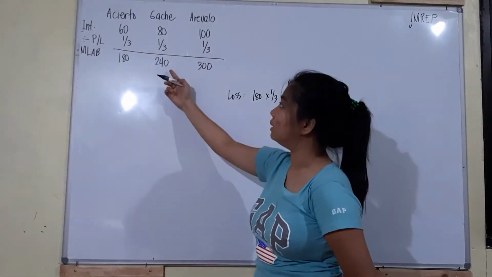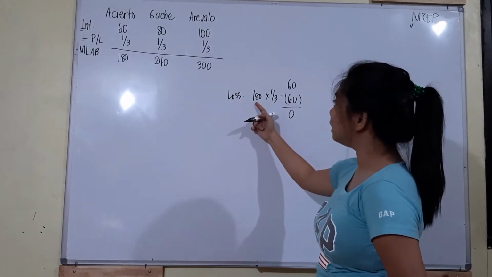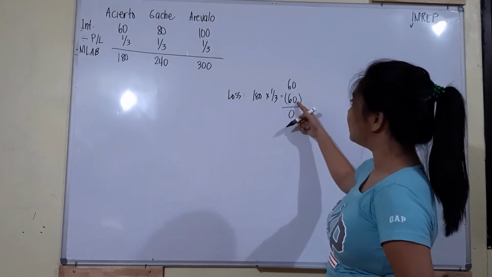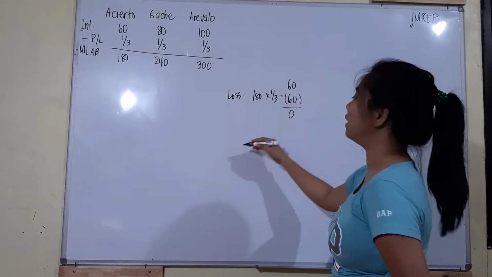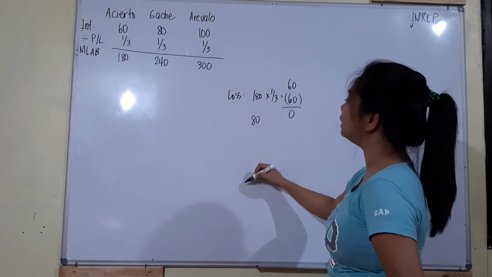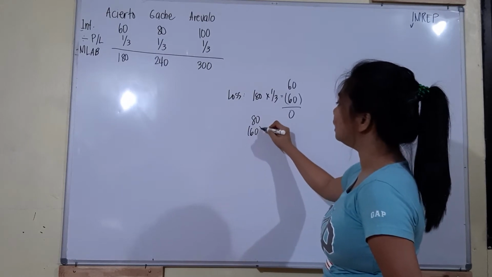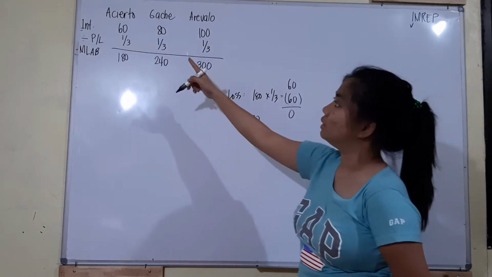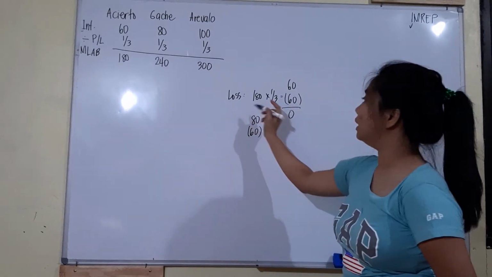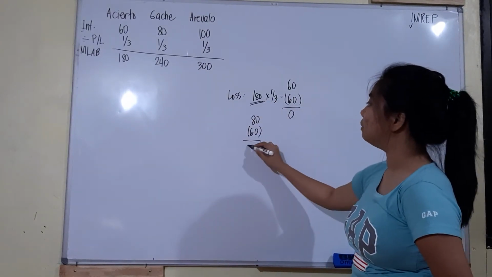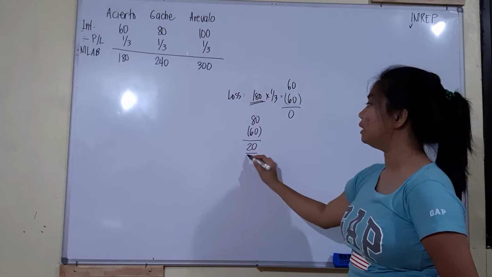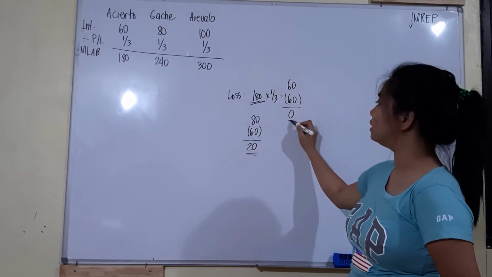For Gatche naman, ibig sabihin, kung may loss na 180, syempre 60 din yung share niya kasi nga equally divided, no? So, meron siyang 80 na interest minus 60 na share sa loss na 180. Ibig sabihin yan, may positive pa rin siya na 20 interest. Unlike Asherto na 0 na.